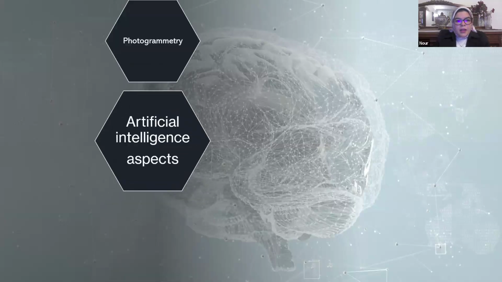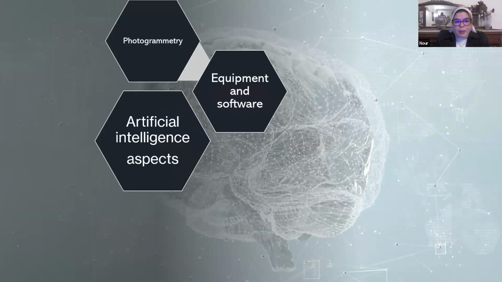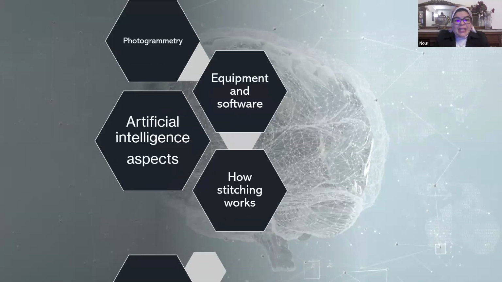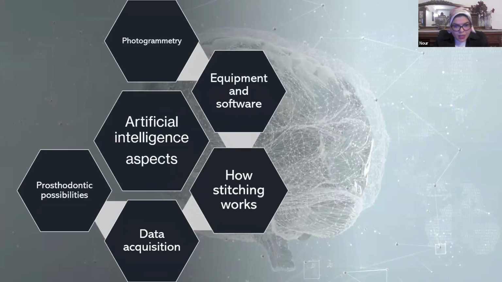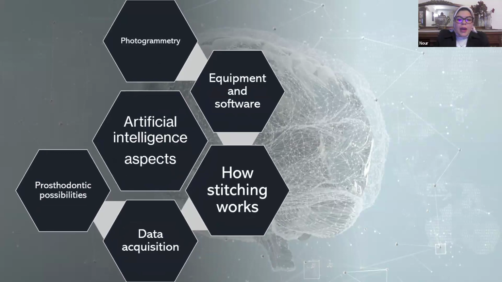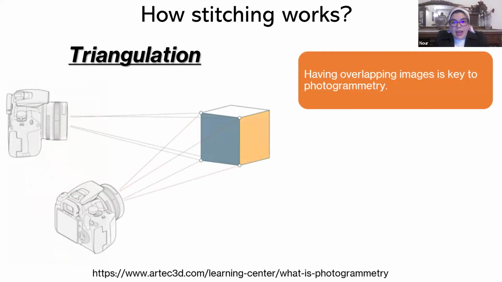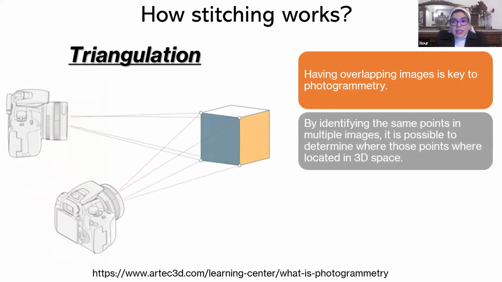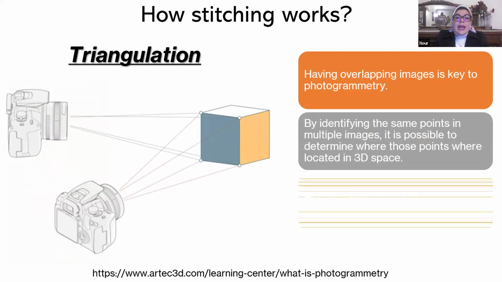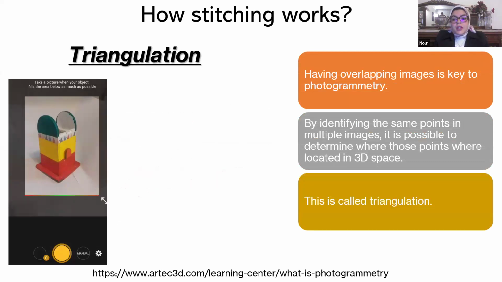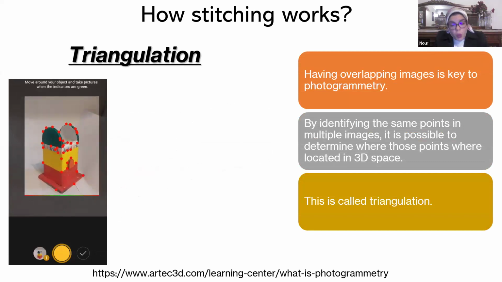So we have talked about photogrammetry, a bit about the equipment and software. Let's see how stitching works. And let's talk about triangulation. Triangulation actually is having overlapping images as a key to photogrammetry. And it works by identifying the same points in multiple images. It is possible to determine where those points are located in 3D space and then they are stitched together. And this is called triangulation.